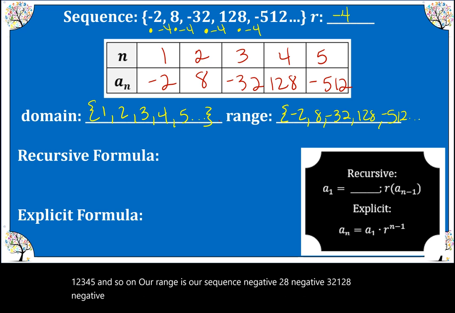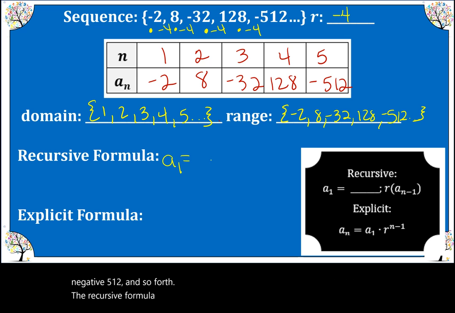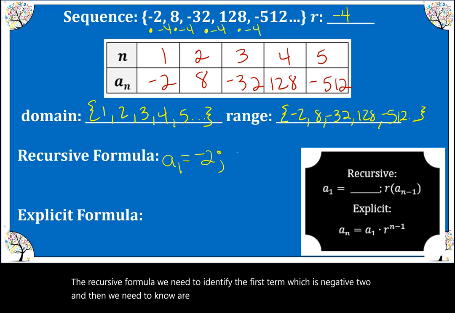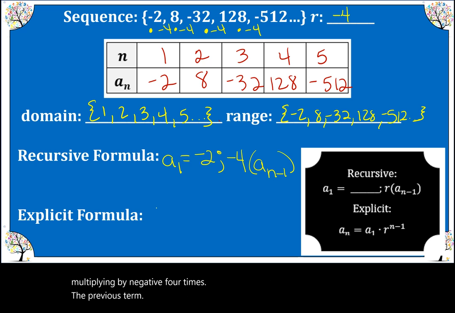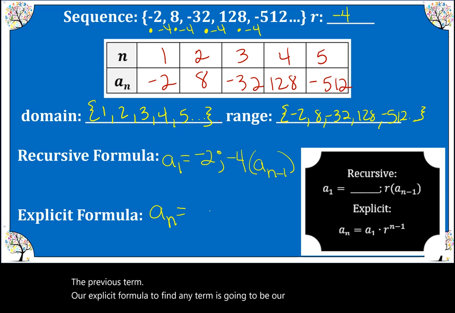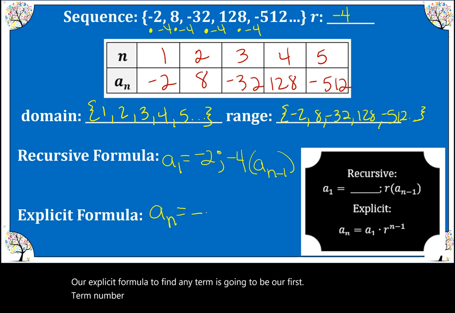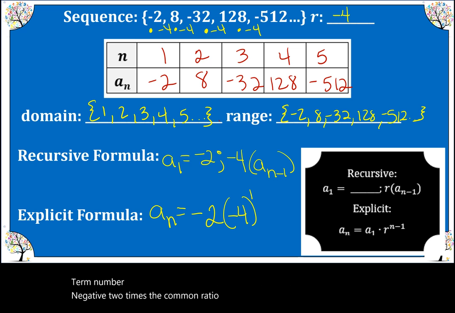-512, and so forth. The recursive formula, we need to identify the first term, which is -2, and then we need to know our common ratio. Our pattern from term to term is multiplying by -4 times the previous term. Our explicit formula to find any term is going to be our first term, -2, times the common ratio, -4, raised to the n minus 1.